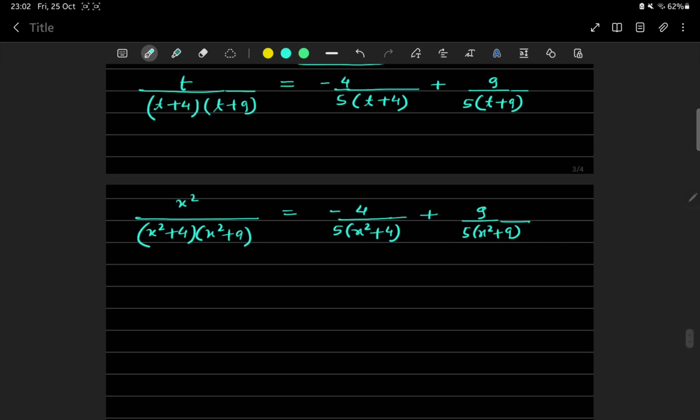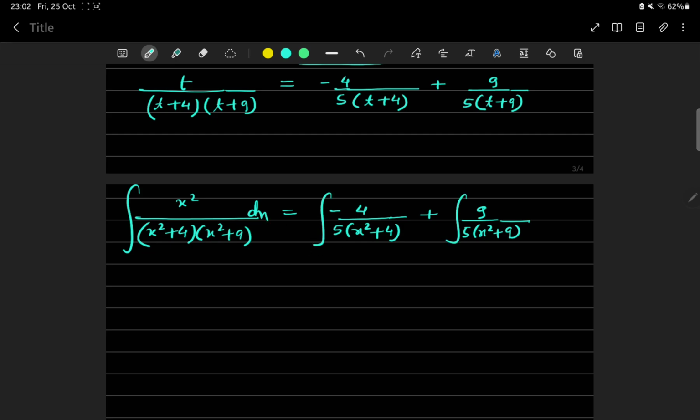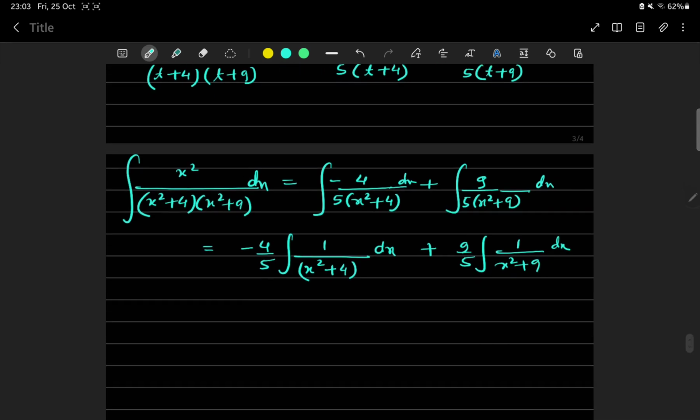Now we can integrate this expression, so integrate both sides with respect to x. For integrating, you can take minus 4 by 5 outside the integration, because this is a constant, so this will become like this, plus you can also take 9 by 5 outside the integration, and 1 by (x square plus 9) dx. This is it. Now we will integrate it.